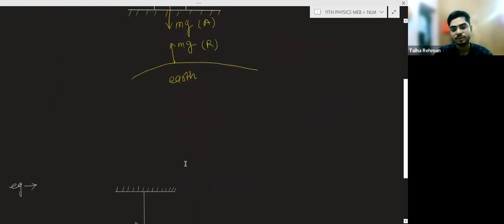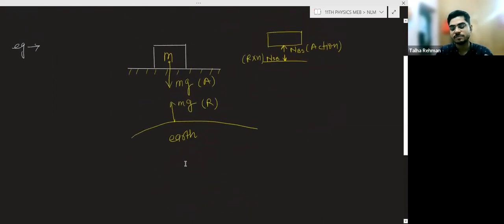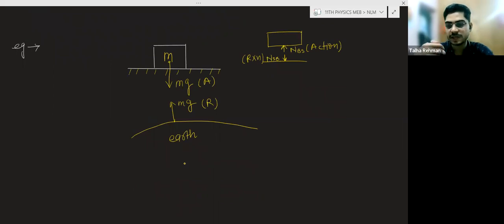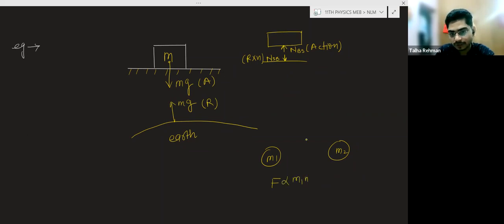What is happening here? You will say Earth has a large mass, so it will... No, this is not the case here. Basically, when we study Newton's law of gravitation, if two masses m1 and m2 are there, the gravitational force between these two masses is directly proportional to the product of the masses and inversely proportional to the distance between the masses.